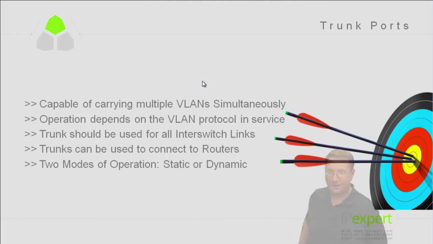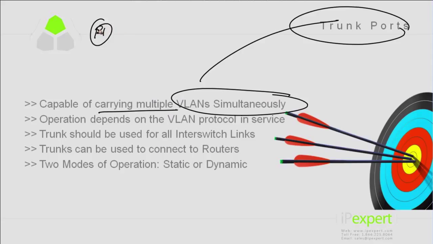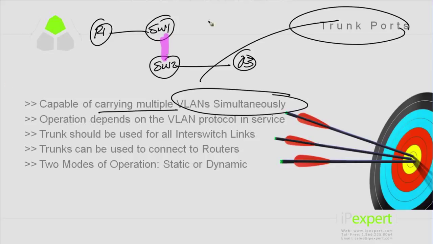Now, recognizing the fact that this goes through the trunk, the trunk ensures that I can carry multiple VLAN information simultaneously. So if I look at a link where I have, say, R1 connected to SW1, and SW2 connected to R3, what I'm talking about is right here. I'm talking about the link between these two devices across my trunk. The trunk is going to allow me to carry traffic for different VLANs.